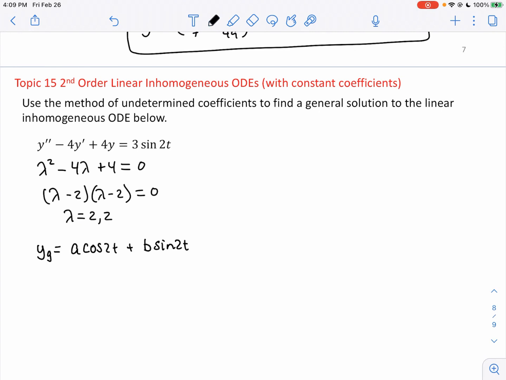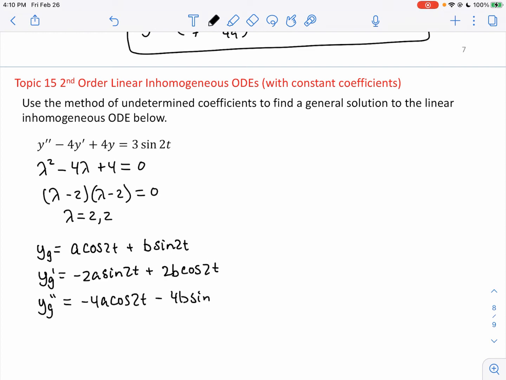Okay, with that said, we've got to get some derivatives. yg prime is equal to negative 2a sine 2t, and then the next derivative here will be 2b cosine 2t. And then we've got to do a second derivative, yg double prime. We get negative 4a cosine 2t minus 4b sine 2t. And now we plug these into this differential equation.